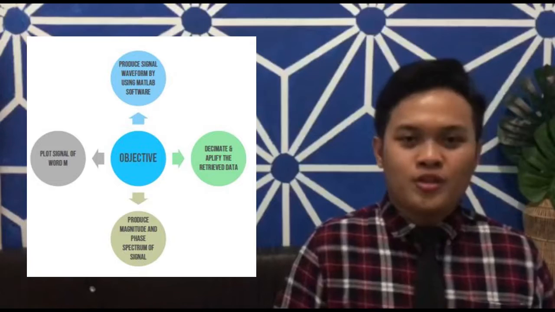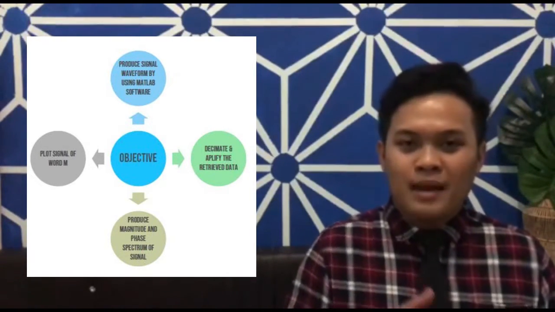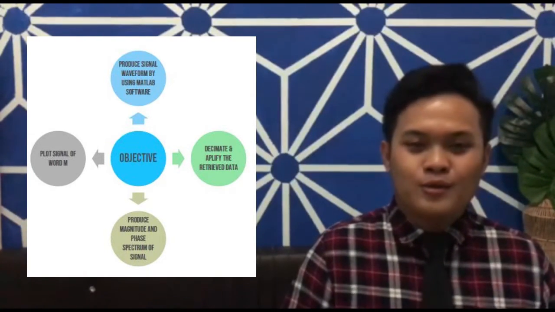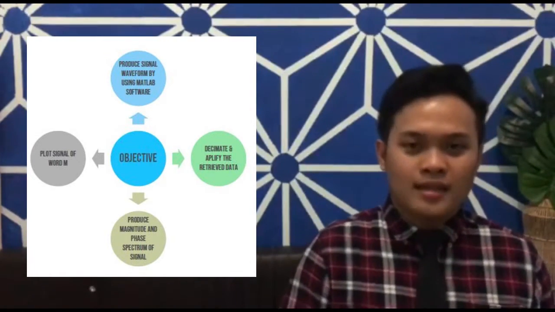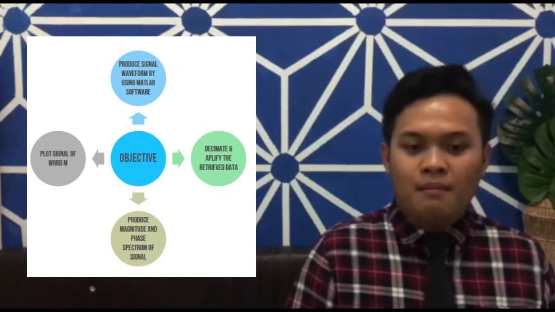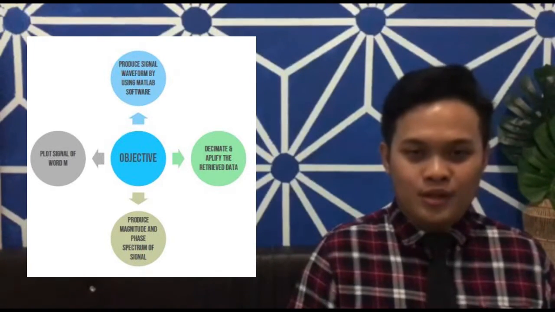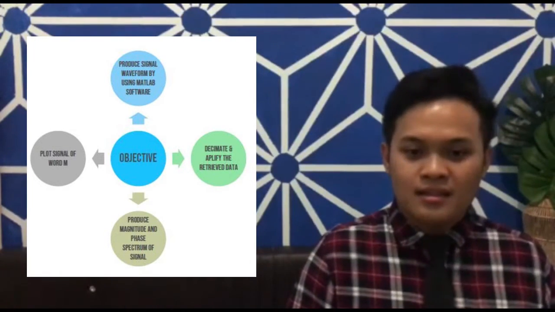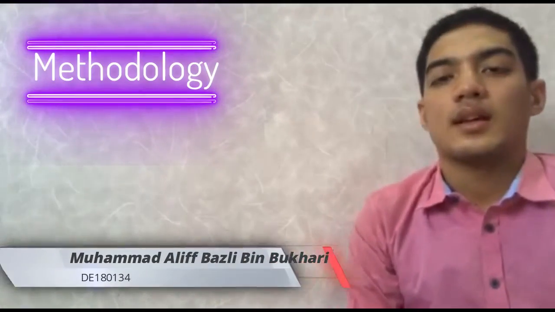The objectives of the project are to produce a signal waveform from the voice recording by using MATLAB software. Next is to plot the signal of the word M by using retrieved data obtained from the signal. The third objective is to decimate and amplify the retrieved data by 500 and 10 respectively. Last but not least, to produce the magnitude and phase spectrum of the signal, where the decimated signal is calculated by using the Z-transform technique.